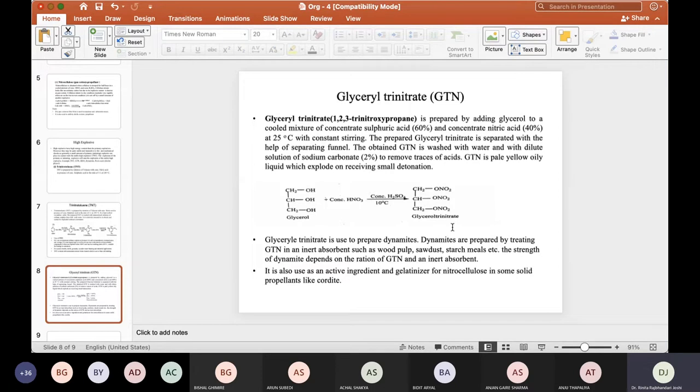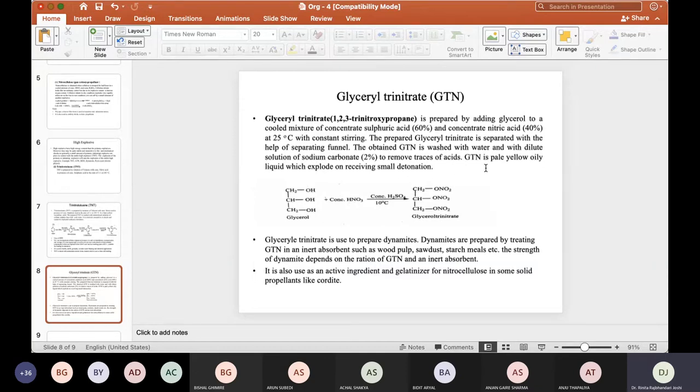GTN or TNG, also called trinitroglycerol, glycerol trinitrate, is sometimes written as TNG. So this glyceryl trinitrate, that is 1,2,3-trinitrooxypropane, is prepared by adding glycerol to a cool mixture of concentrated sulfuric acid, that is 60%, and concentrated nitric acid, that is 40%, at 25 degrees Celsius. Here it is 25 degrees, room temperature, not 10 degrees. With constant stirring, the prepared glyceryl trinitrate is separated with a separating funnel, and the obtained GTN is washed with water and with a dilute solution of sodium carbonate, generally 2%, to remove traces of acids, nitric acid and sulfuric acid.